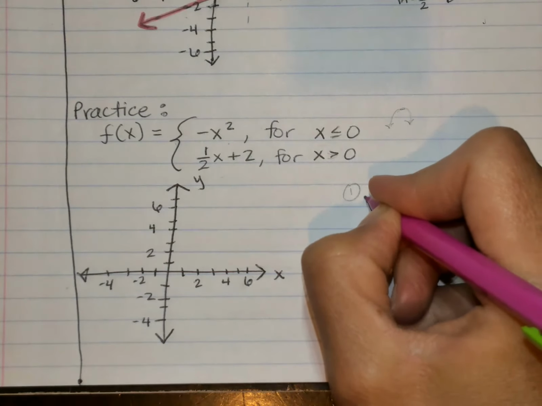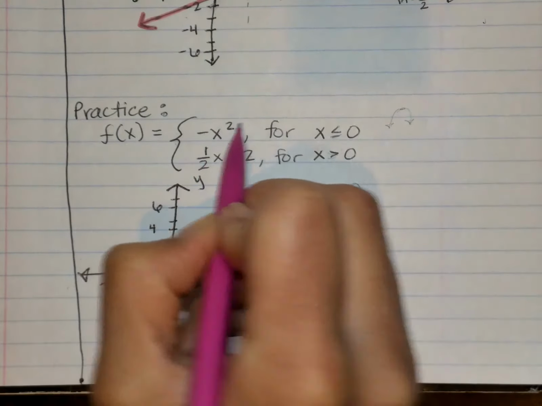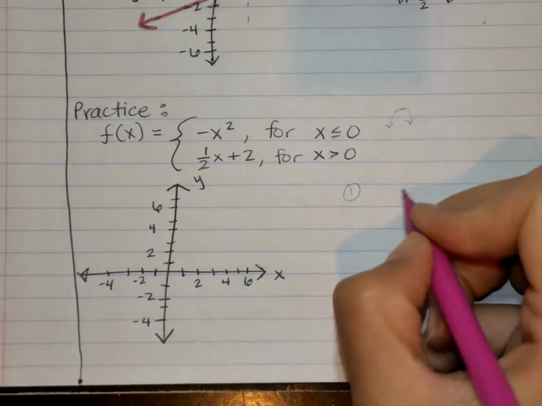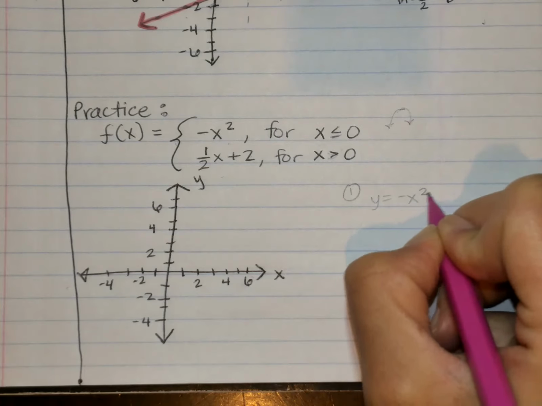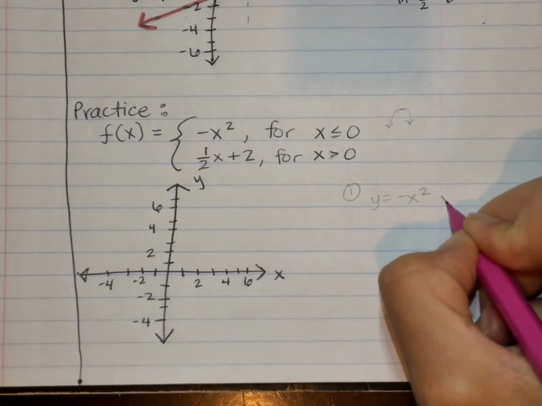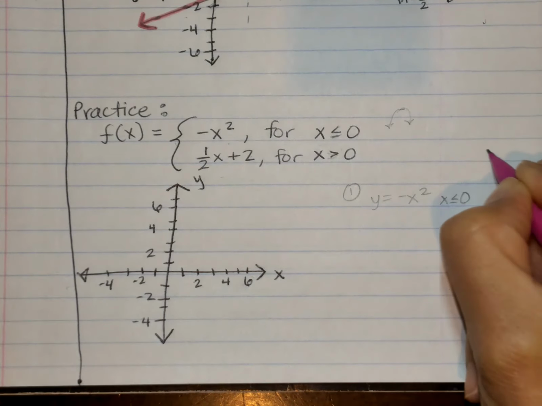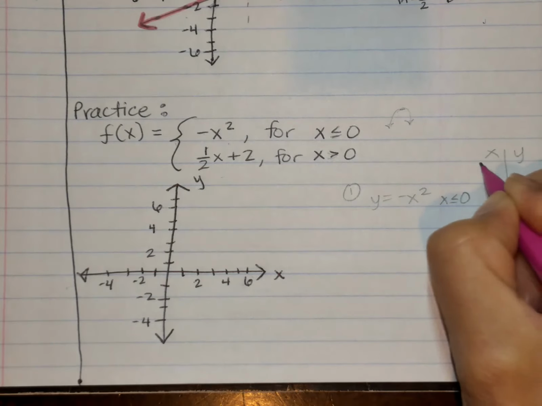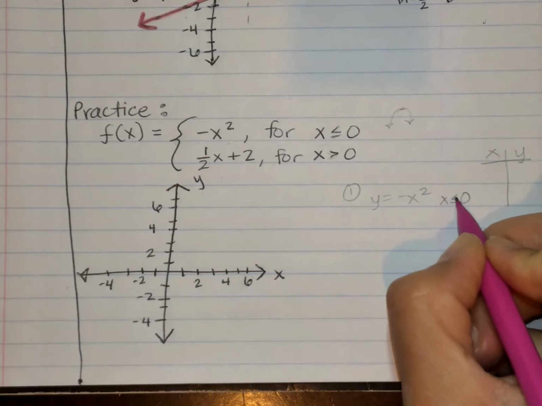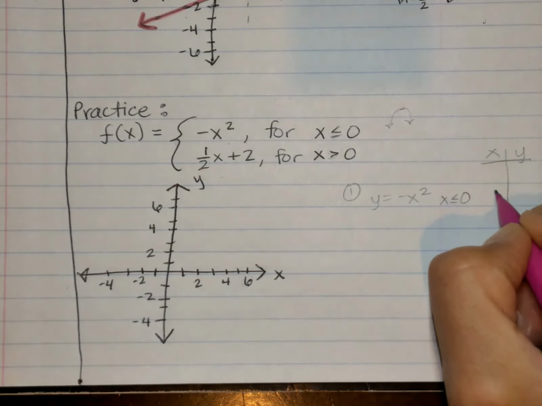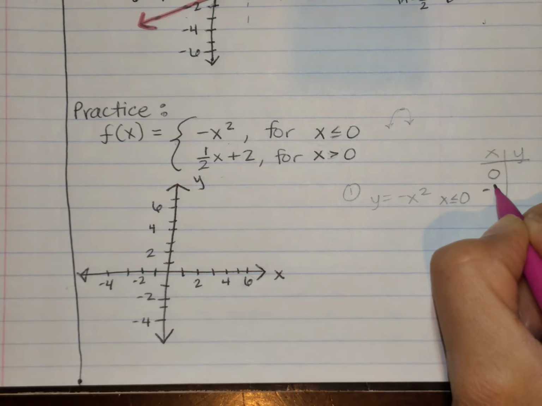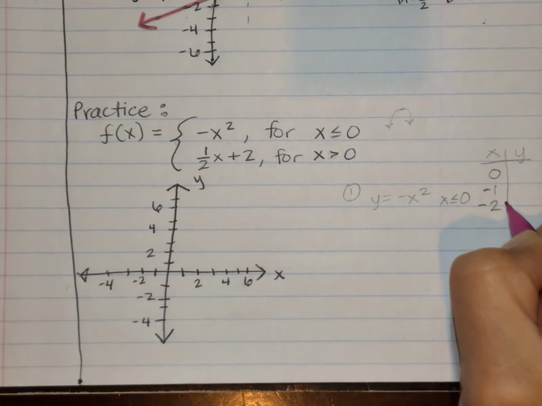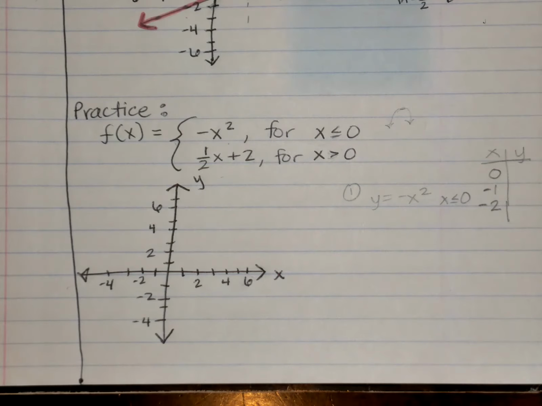My first one is f of x equals negative x squared when x is less than or equal to 0. So I can just write it as a y, or f of x, negative x squared. I would graph this using a table, and I would just get a couple points. It's for when x is less than or equal to 0. So I start with 0, and then I can maybe find my values for -1, -2, and I should know the shape of my graph after that.